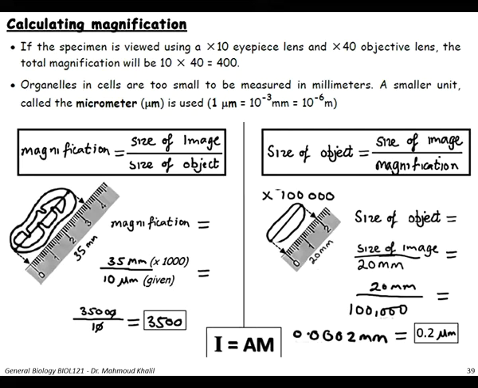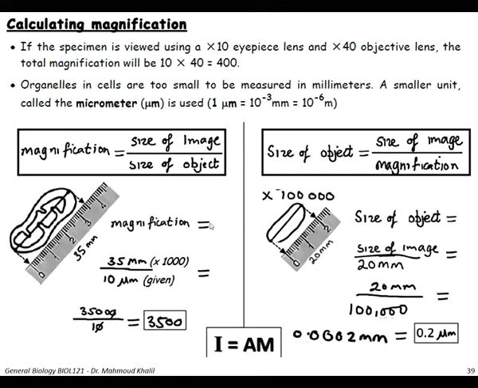The size of the image, as you said, is 20 millimeter, and the magnification is already given, which is 100,000. When you do the math and make the units equal, you'll find that the size of the real object will be around 0.2 micrometer. Here is a simplification of the law: I equals A times M. I is the size of the image, equal to the actual size times the magnification.